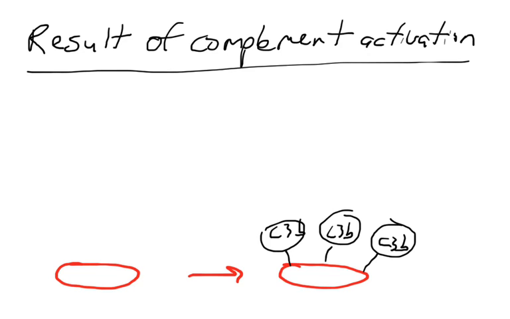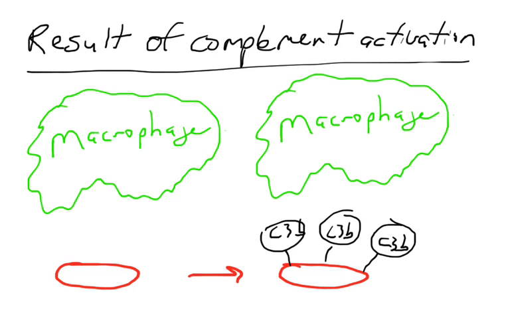Really, that does three different things that are going to help us clear the pathogen from the body. First involves macrophages, or in fact, a number of phagocytes. And hopefully you remember from Chapter 1, macrophages are phagocytes. They love to eat and destroy pathogens. Right? And so, how does complement help?